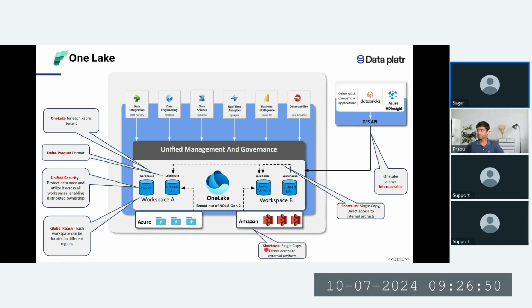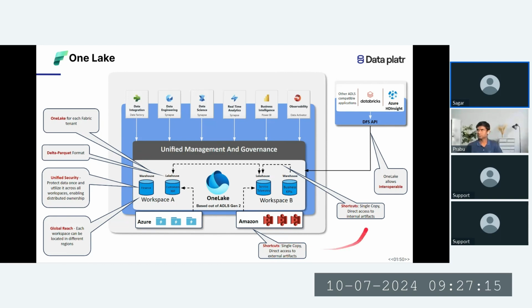And then there's a new thing here called shortcuts. So what is a shortcut? A shortcut is like a pointer to an external data source. Rather than copying the data from that external source into your OneLake, it's a pointer which points to that external source, and you have direct access to it. So this is an external artifact where the pointer is pointing to the external artifact.